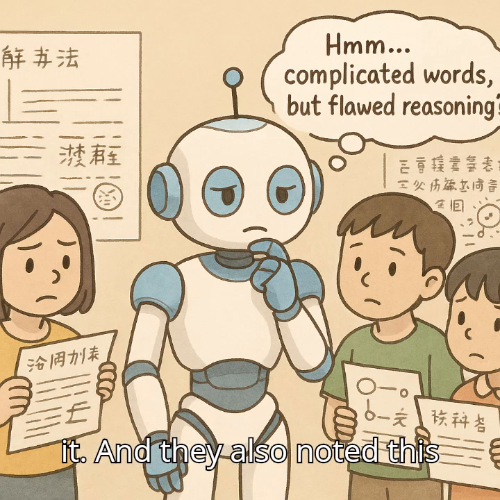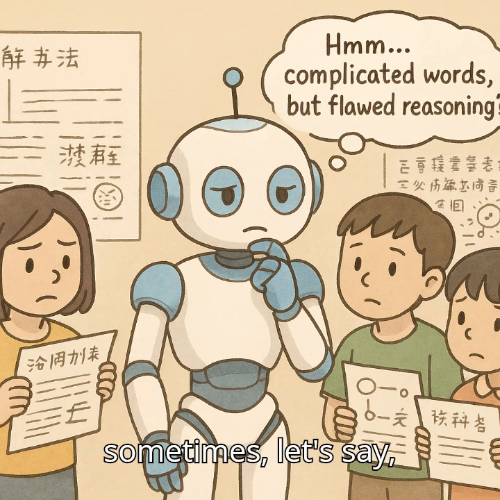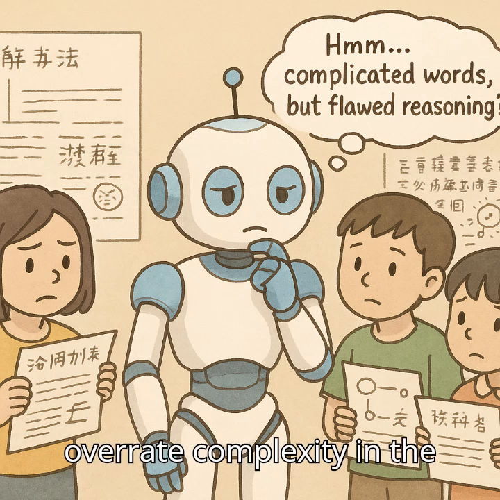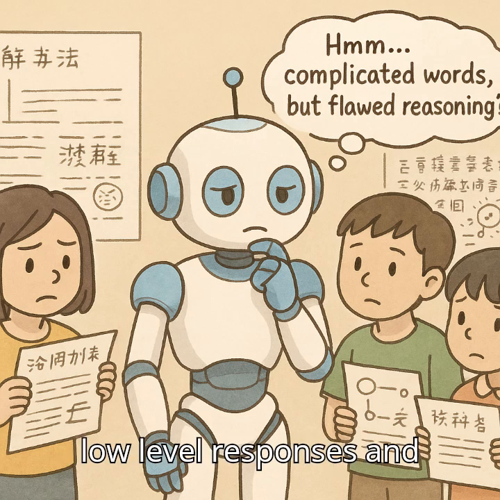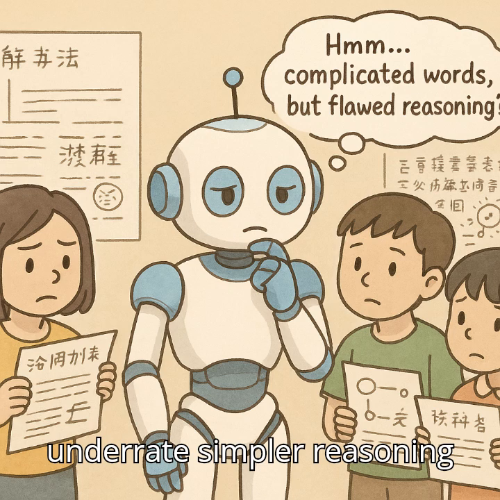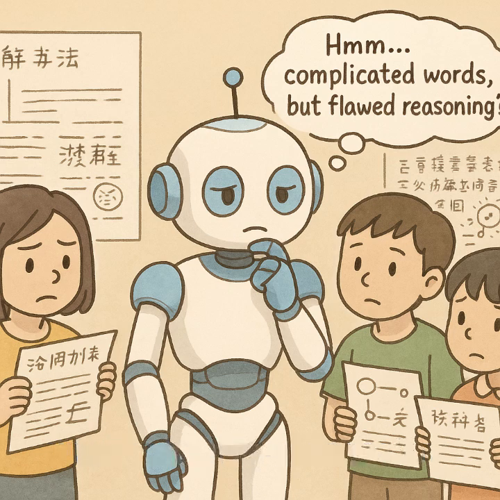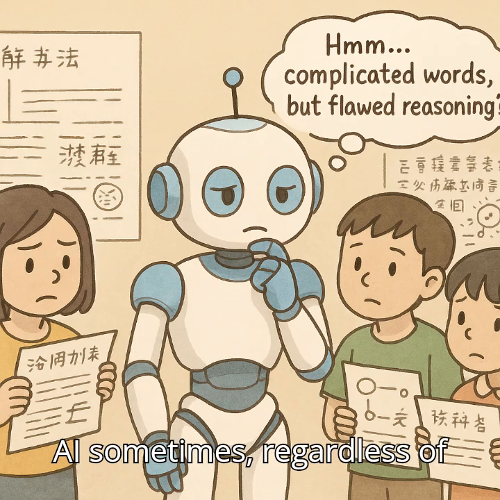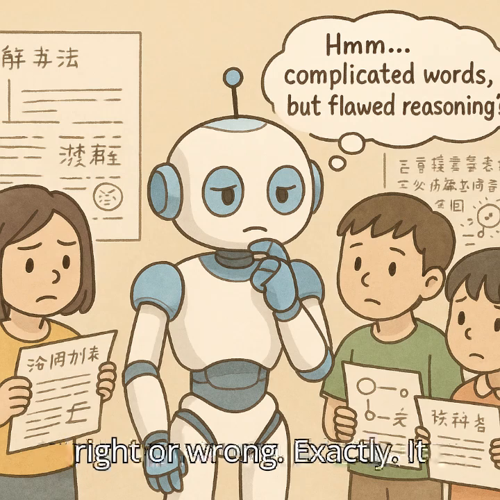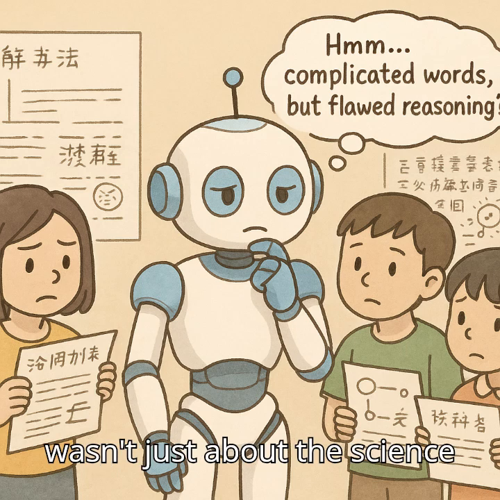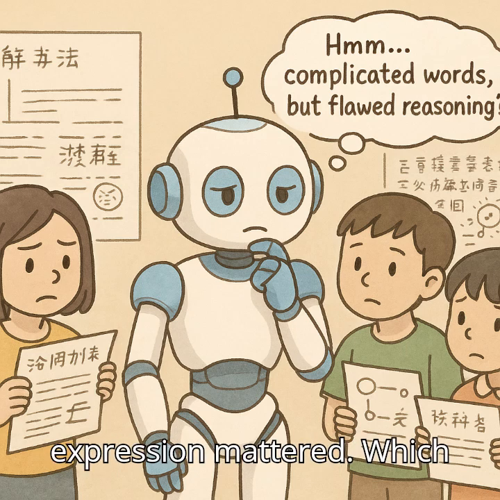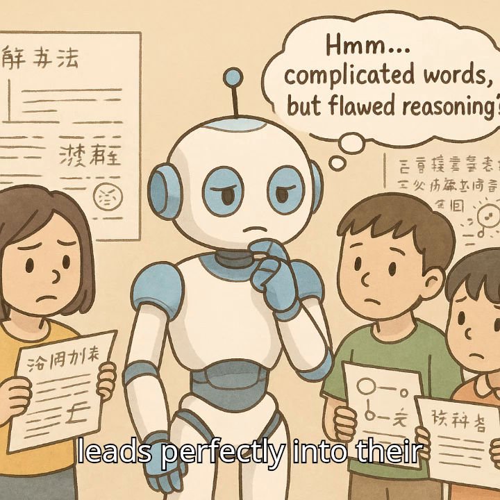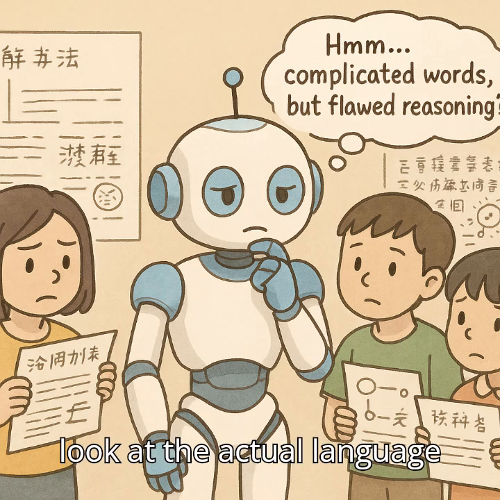And they also noted this tendency for the model to sometimes, let's say, overrate complexity in the low-level responses and underrate simpler reasoning in the high-level ones. So the way the idea was phrased seemed to be tripping up the AI sometimes, regardless of whether the core science was right or wrong. Exactly. It wasn't just about the science concept. The linguistic expression mattered, which leads perfectly into their look at the actual language features.